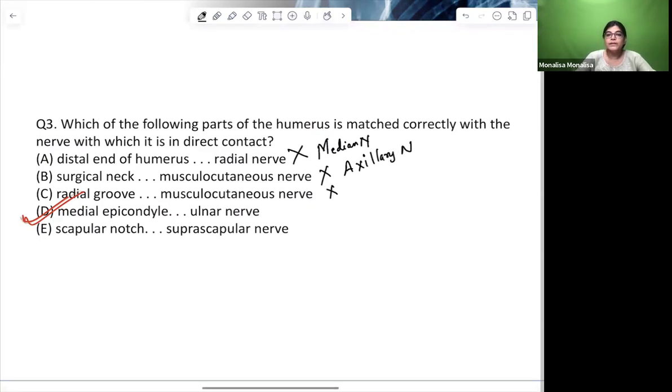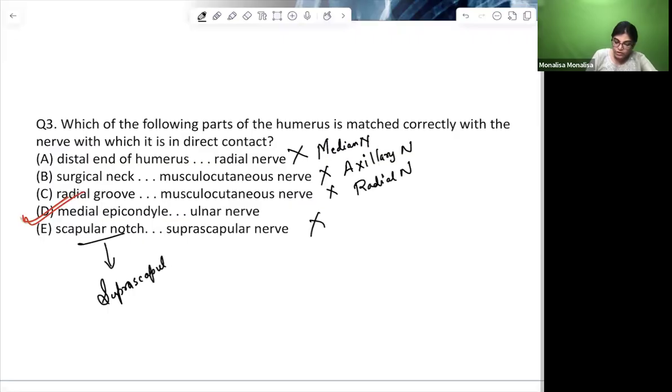Radial groove means the spiral groove. It is related with radial nerve. Absolutely. And scapular notch related with suprascapular nerve is wrong. The better word will be suprascapular notch related with suprascapular nerve. So we have got D as the correct answer.